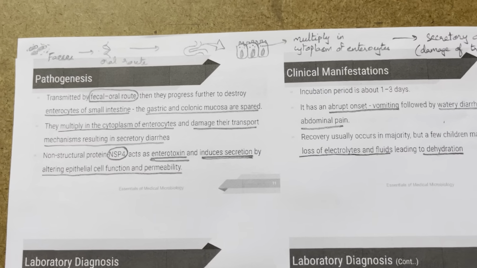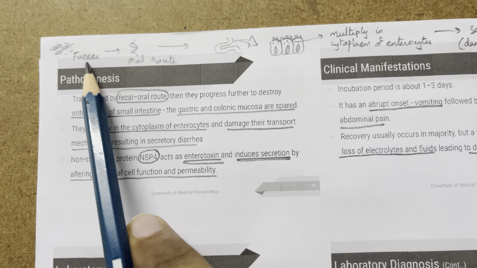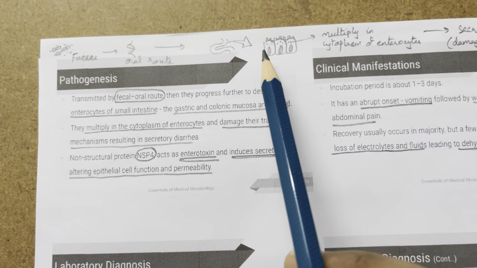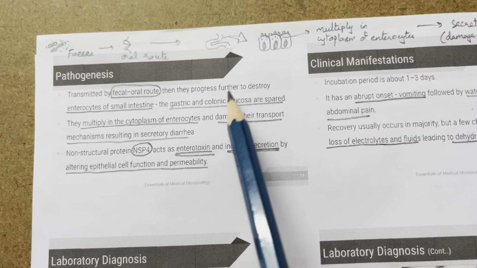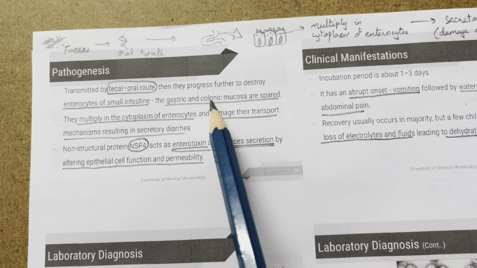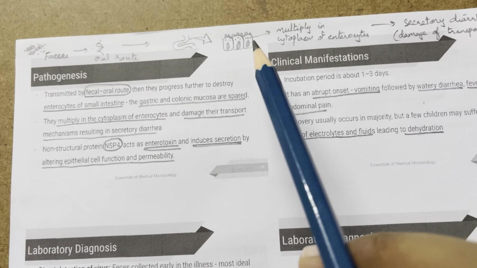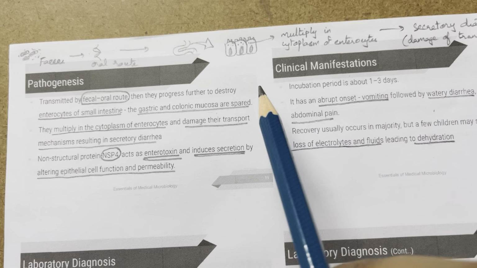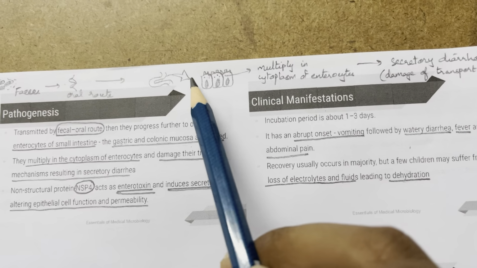So if you look at the pathogenesis, it is transmitted by the fecal-oral route, and then they progress further to destroy the enterocytes of the small intestine. The gastric and the colonic mucosa are spared. The large intestine and the stomach are spared. They only affect the enterocytes of the small intestine. Okay, so they affect the enterocytes.